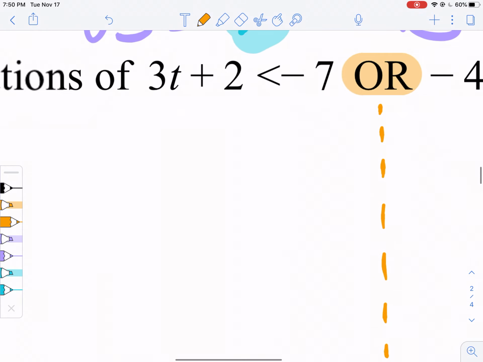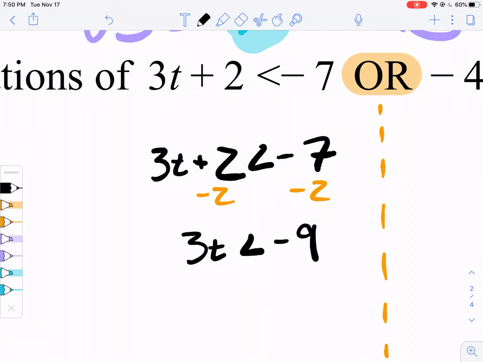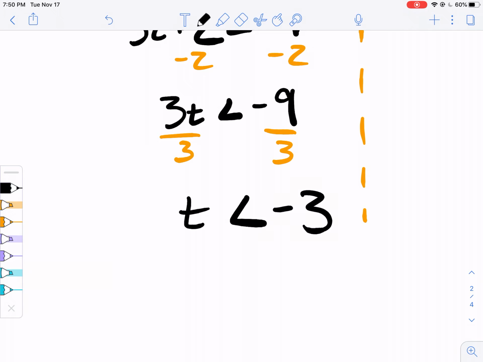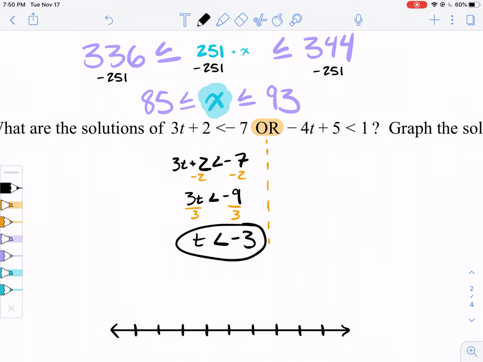So let's look at this guy first. We've got 3t plus 2 is less than negative 7. So to solve it, we'll subtract 2 from both sides, giving us 3t is less than negative 9. And then we divide both sides by 3. Since we're dividing by a positive number, we don't flip the sign. So t is less than negative 3. Or, remember we're keeping this or guy.